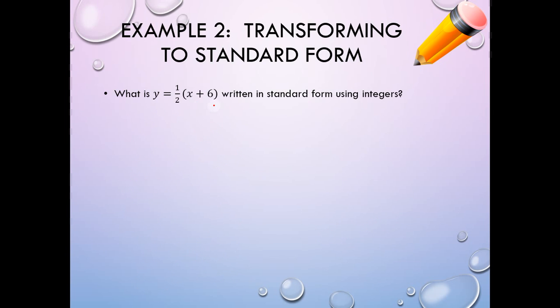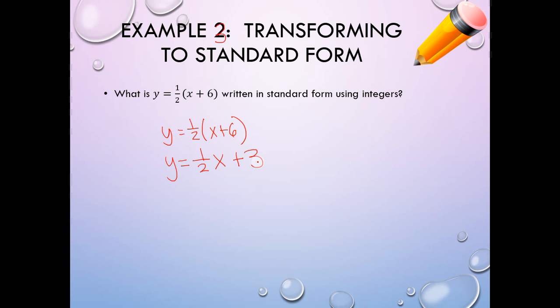Last example. This should actually be example 3. Forgot to change the number there. So they want to do y equals 1/2 x plus 6. So I'm going to write that down here so I can start my problem out. Just like last time, let's distribute that 1/2 in. Let's see actually what we're working with. So I have 1/2 x plus 3, because 1/2 of 6 is 3.